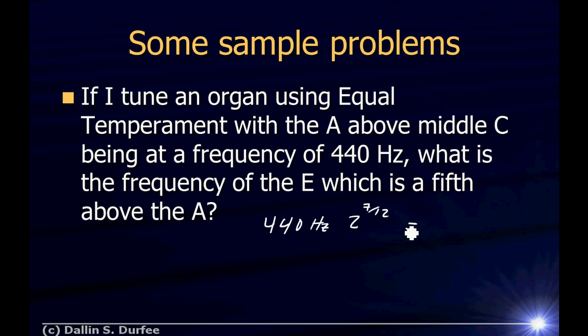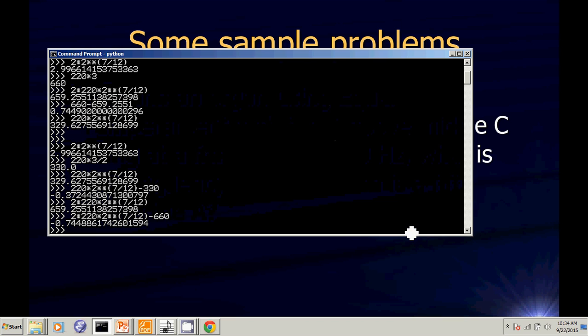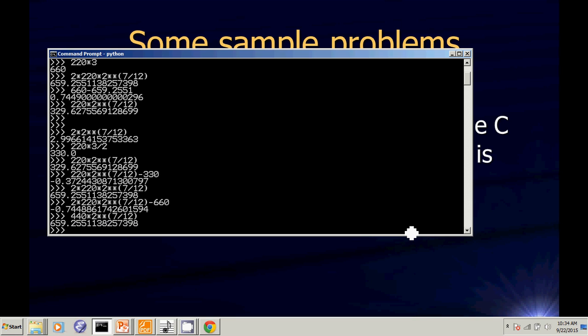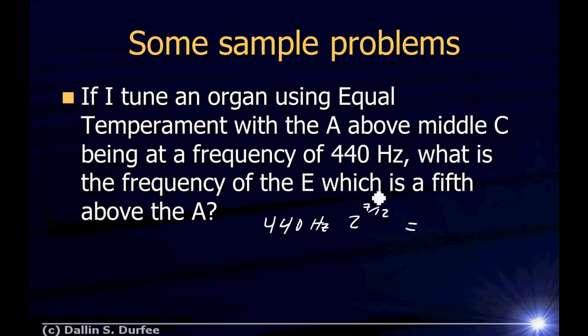And what do I get? 440 times 2 to the 7/12. The answer is 659.255. All right, so finding notes in an equal temperament scale relative to some reference note is just a matter of going up by factors of 2 to the 1/12.